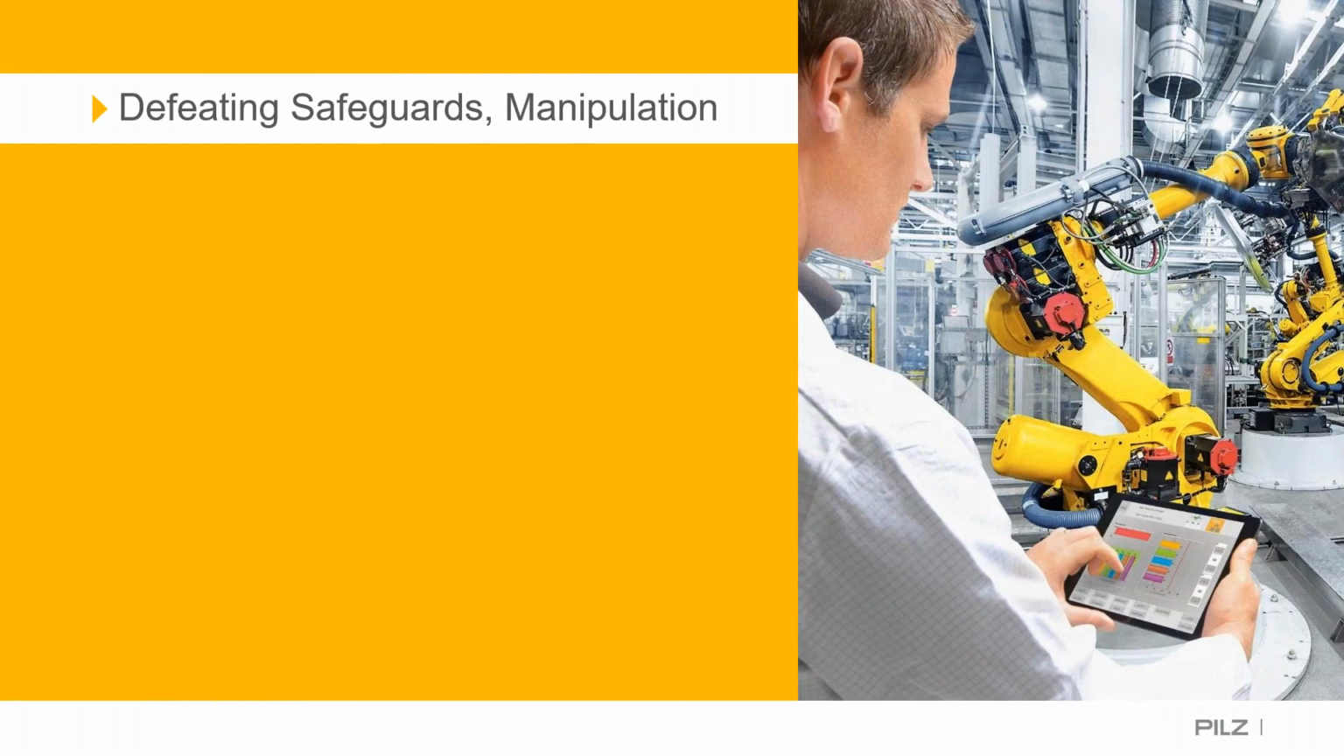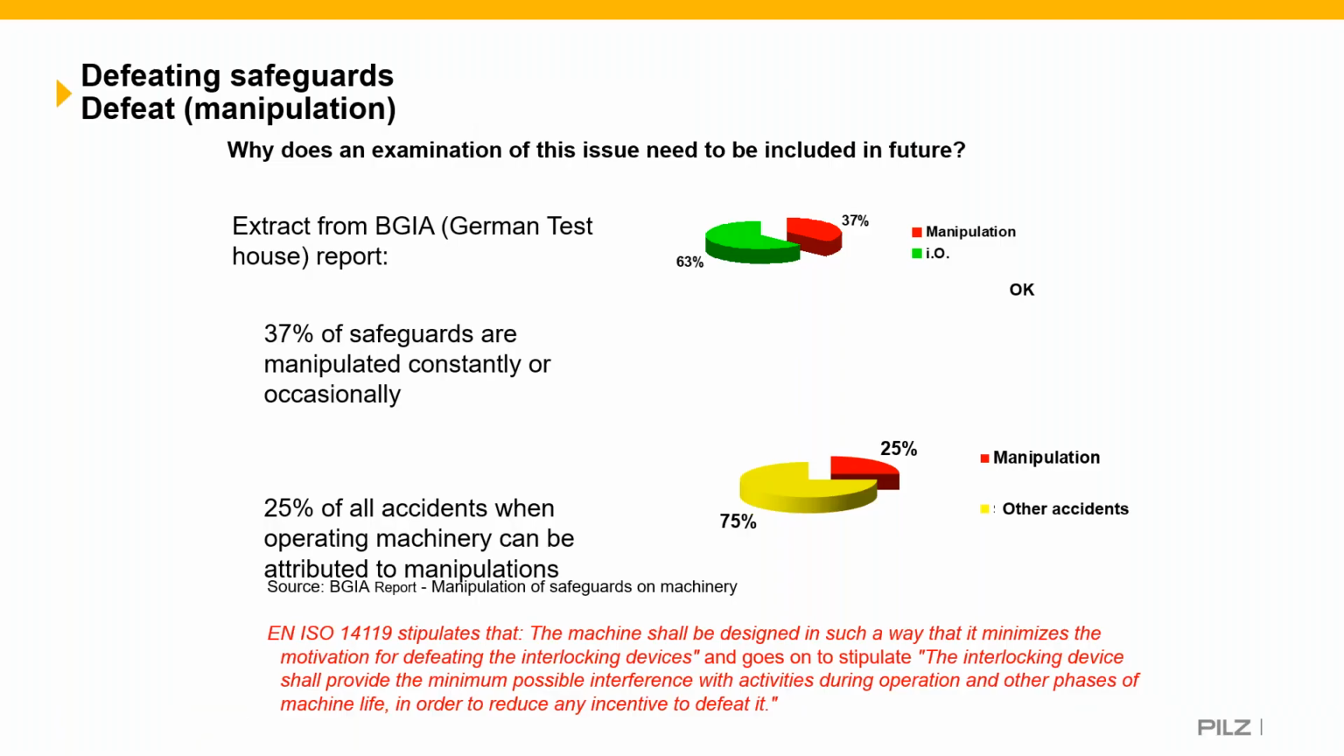So, defeating safeguards and manipulation. ISO 14119 stipulates that the machine shall be designed in such a way that it minimises the motivation for defeating the interlocking devices, and goes on to stipulate the interlocking device shall provide the minimum possible interference with activities during operation and other phases of the machine life in order to reduce any incentive to defeat it.